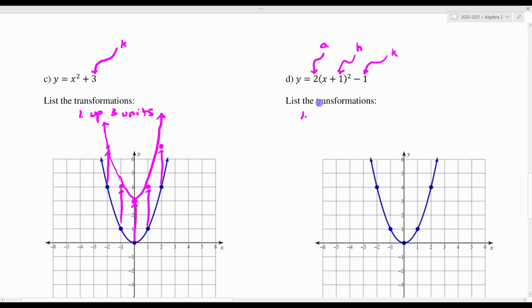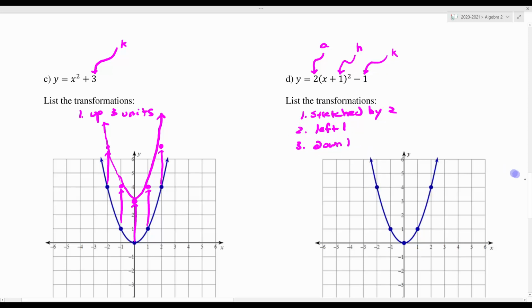All right, so if I start with the a value here, this 2 means that the parabola has been stretched by 2. And then the +1 inside of the parentheses, that's our h, that controls left and right. So since it's a +1, it's going to go left 1. And then for the last one here, this -1, that's a k value, so that means it's going down 1. So now I have my instruction manual.